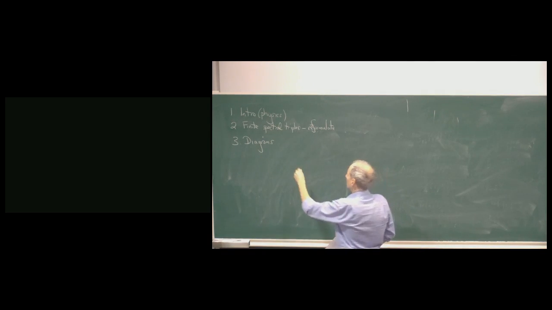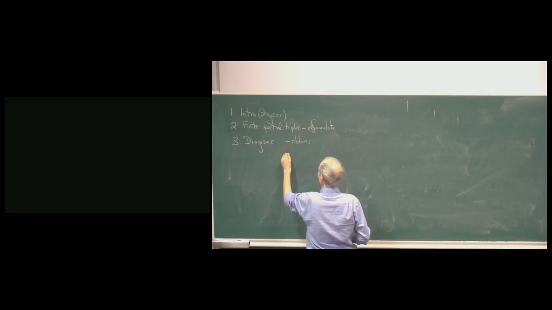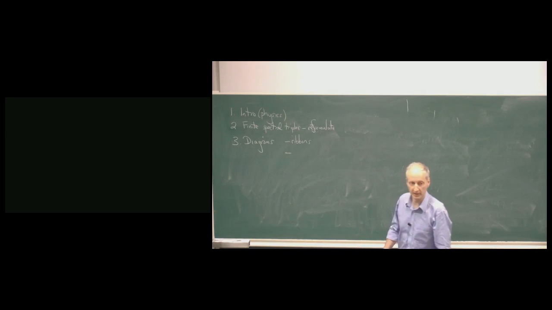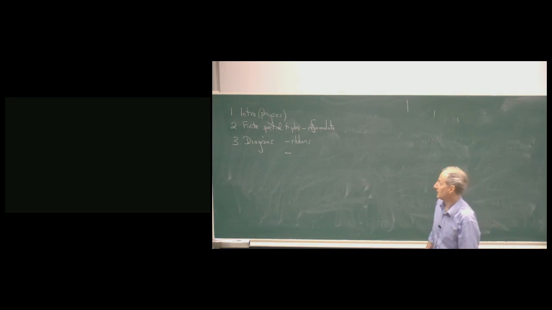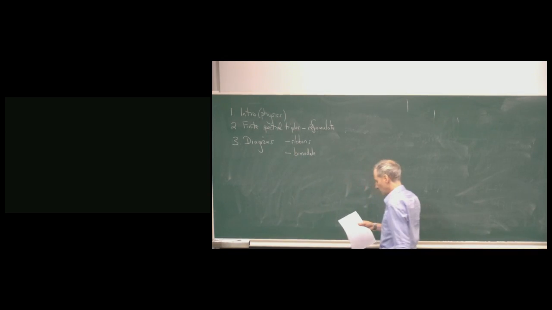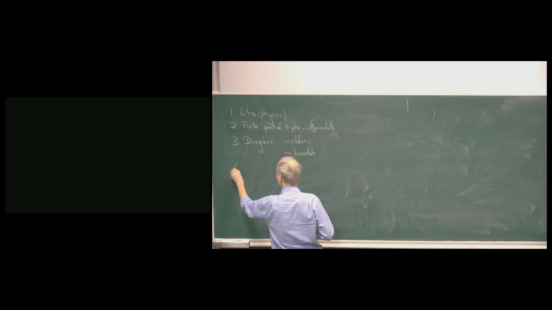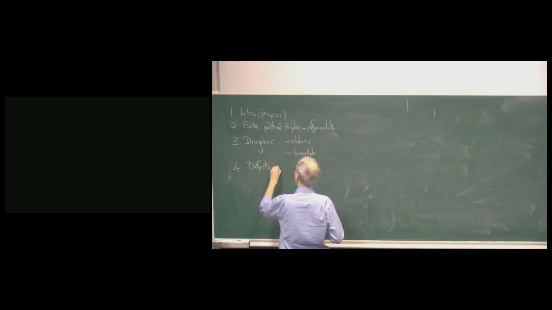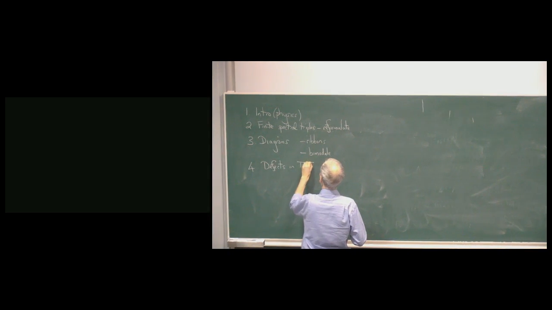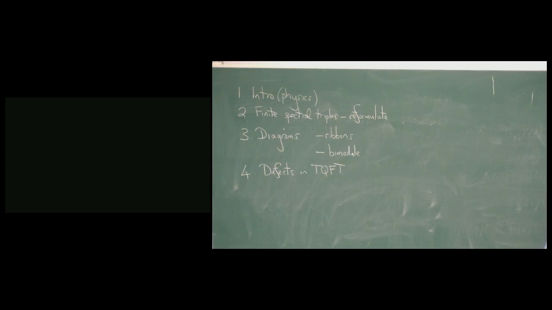And firstly, I'll talk about ribbons. And then if I get time, I'll mention briefly a slightly different way of doing it using bimodules, so that you can actually rephrase it all in a suitable bimodule category. And then finally, it'll probably be more rushed, I want to talk about defects in topological quantum field theory. Okay, so that's about it.